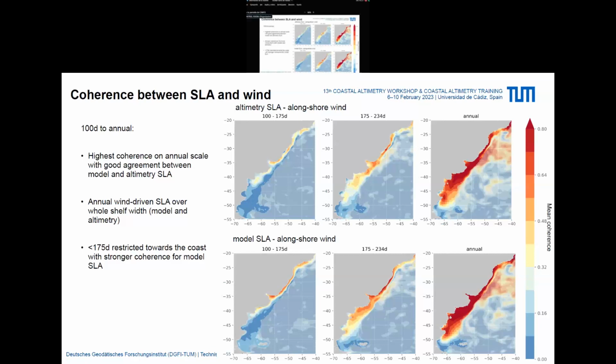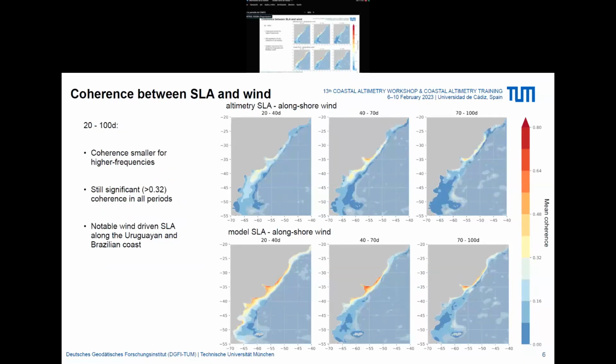When we go to higher frequencies, so more to the left, we see that the coherences are more restricted towards the coast. We see the coherences getting lower and, like I said, more at the coast, and also that we got more pronounced coherences here at the Uruguayan and Brazilian coast. And we already see when we look at the periods from 100-day to 175 that we find a better agreement of wind and sea level anomalies for the model data.